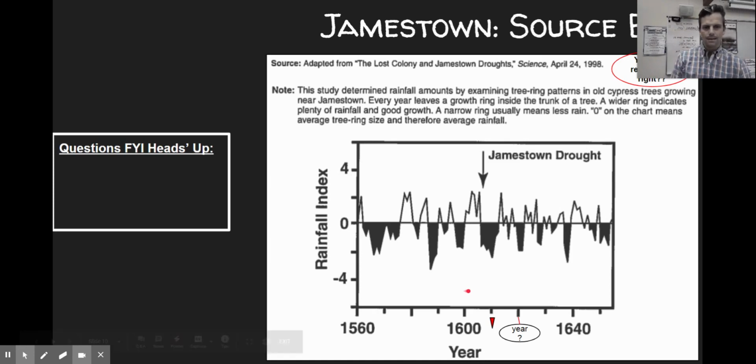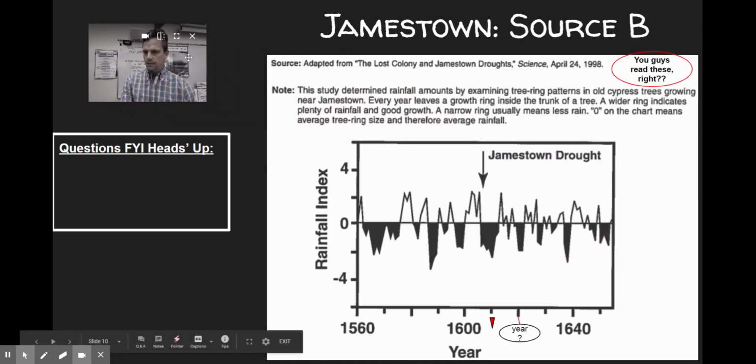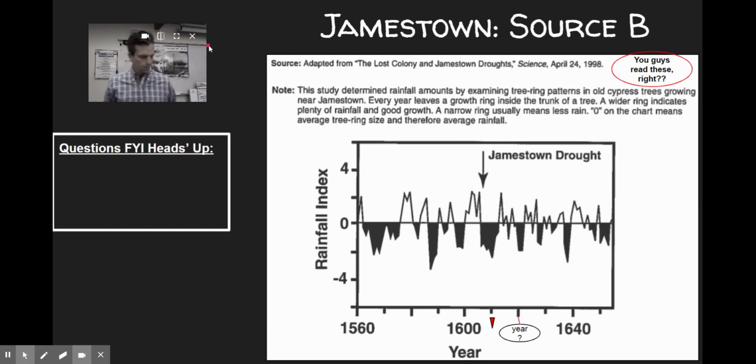B. That's my name, B. Let me move my camera over here. So now this is for the kids that are doing Jamestown source B. This one's pretty straightforward. Please make sure you guys are reading the source information. I know I did that last class, but this one has a big old note up here. You guys are going to need to read that to be able to answer the questions.